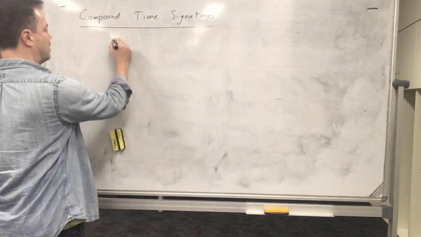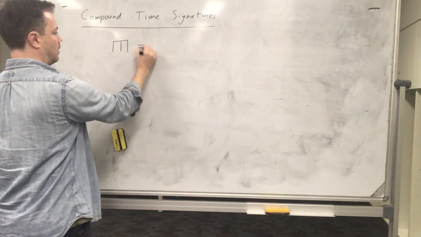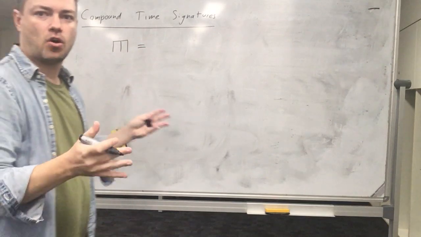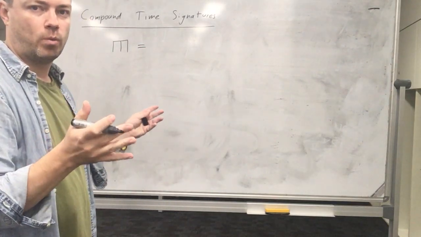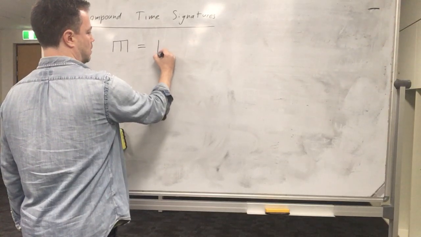Okay, so we've got our 3 quavers. Well, we have our 3 quavers here. And there are many other very common groupings with this. So I'll just write them first.